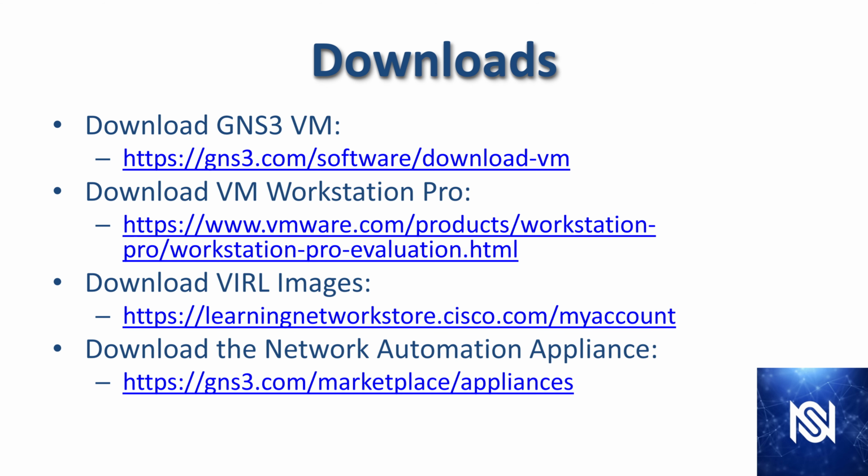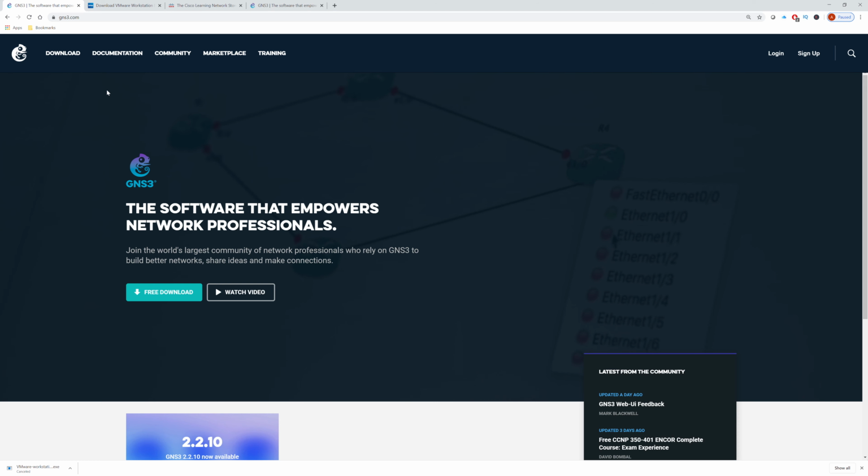These are all the downloads that we're going to do. I'm going to have all the links in the description, so don't worry about copying or anything like that. But we're going to do all the downloads at once, and then we're going to start installing and configuring. All right, so first we're going to get the GNS3 VM.